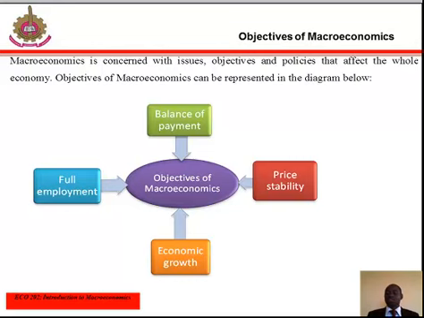Let's go to another objective, which is price stability. A policy of price stability keeps the value of money stable, eliminates cyclical fluctuations, brings economic stability, and helps in reducing inequality of income and wealth. It also secures social justice and promotes economic welfare.